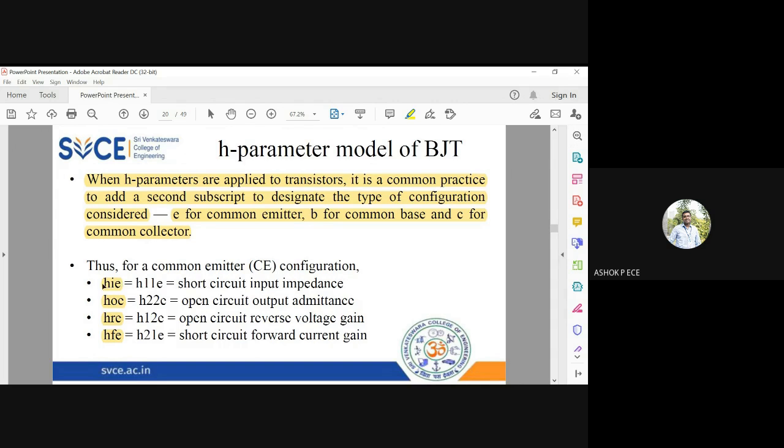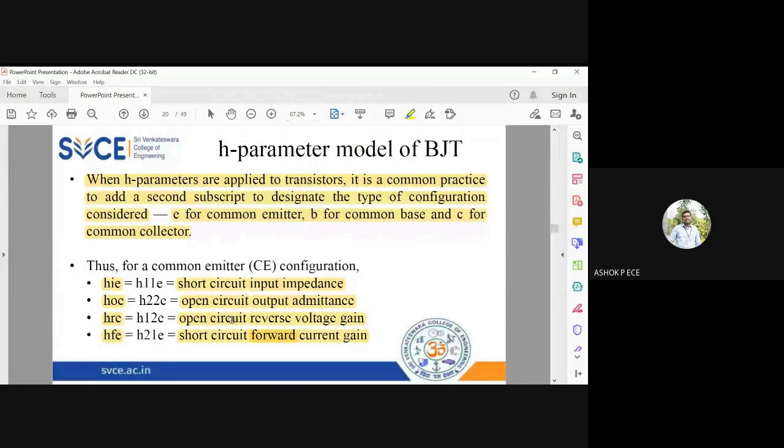So see the explanation for HIE. HIE is input impedance, the short circuit input impedance. HOE is output admittance, the open circuit output admittance. HRE is reverse voltage gain. Reverse voltage gain means it is input by output. HFE is forward current gain. Forward current gain is output by input. For HI and HF you will be having short circuit. For HO and HR you will be having open circuit. You have to understand that clearly.